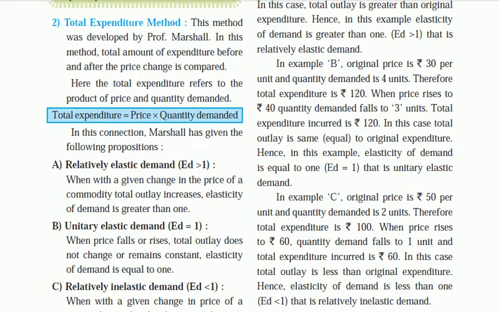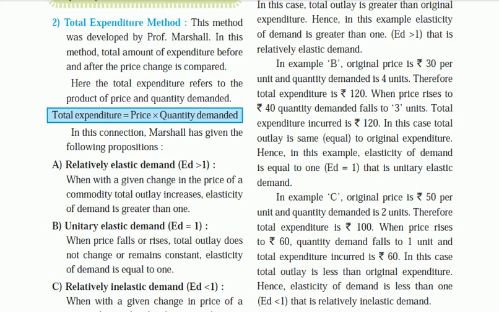Under the total expenditure method, the elasticity of demand will be measured by comparing the difference in the total amount of expenditure due to a change in the price of the commodity. Before that we have to calculate the total amount of expenditure. This method was also developed by Professor Marshall, and in this method the total expenditure before and after the price change is compared.